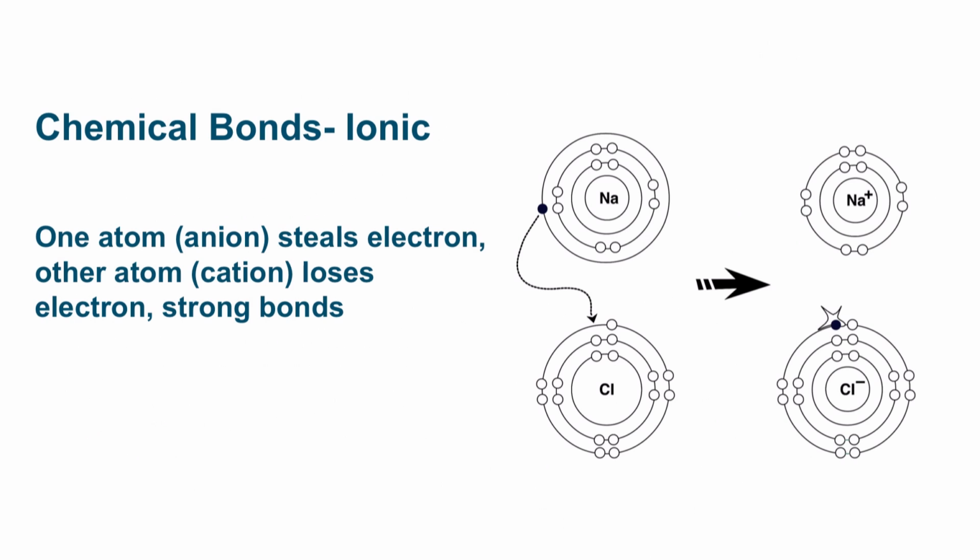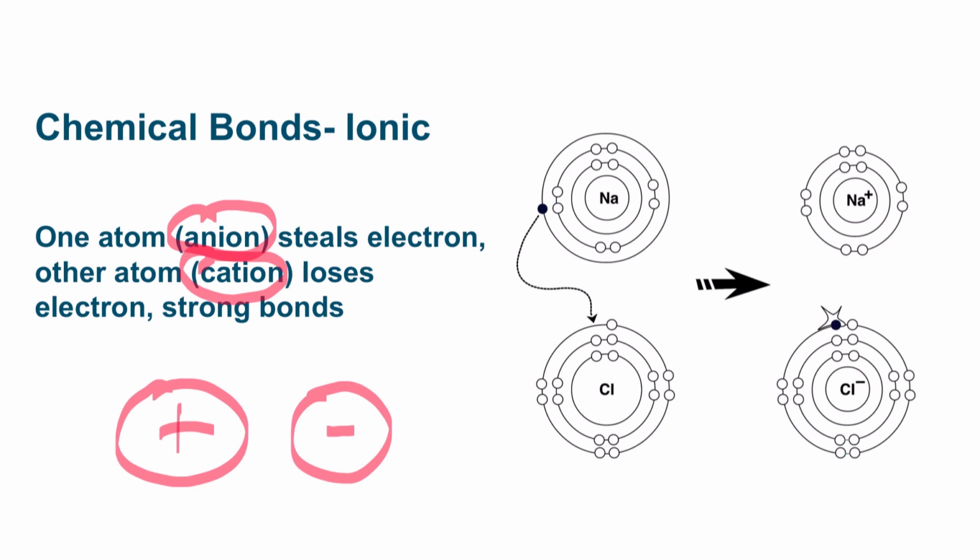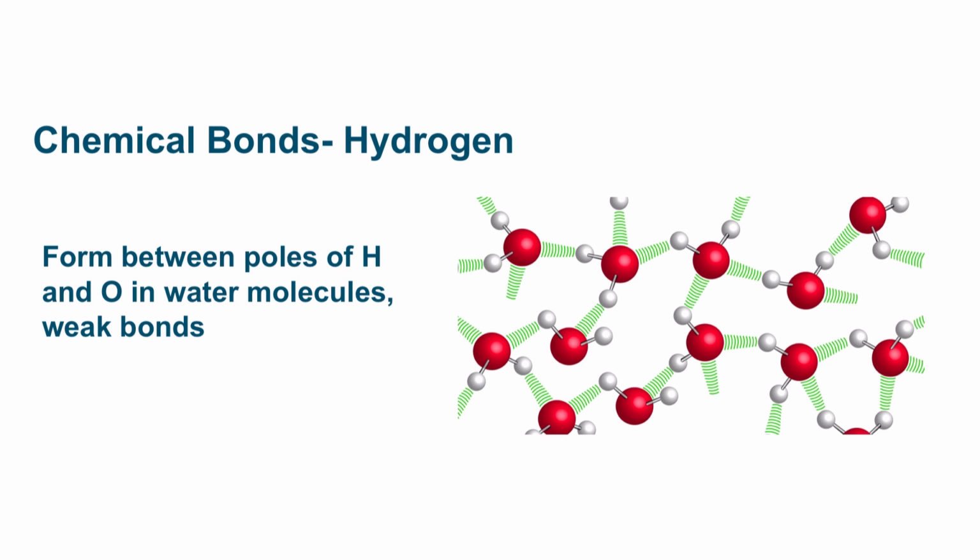Ionic bonds are interesting because one atom actually steals an electron from the other because it wants it so much more than the other one does. The atom that steals the electron we call the anion, and the atom that loses the electron we call the cation. These are also considered strong bonds. Once one atom has lost its electron and the other has gained one, they're attracted to each other just like the magnets we looked at before. That's where that bond comes from.